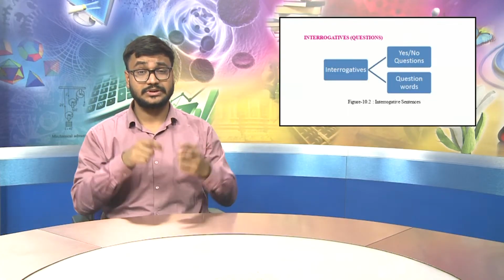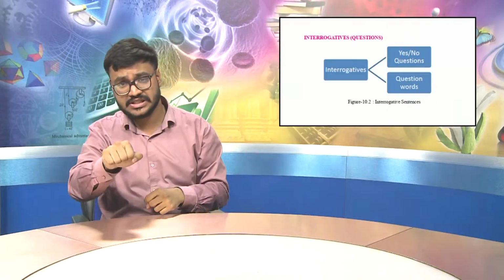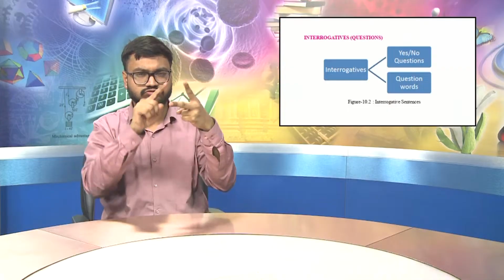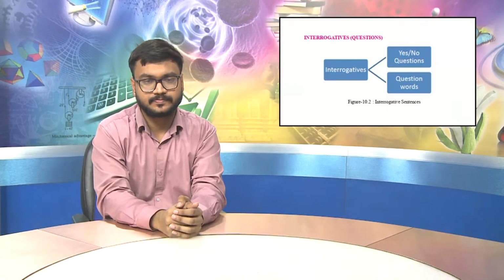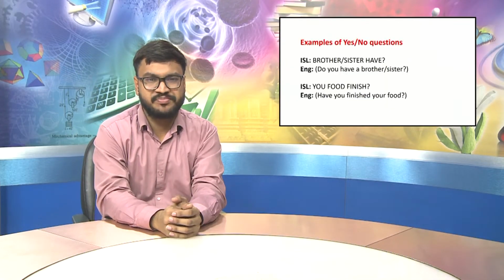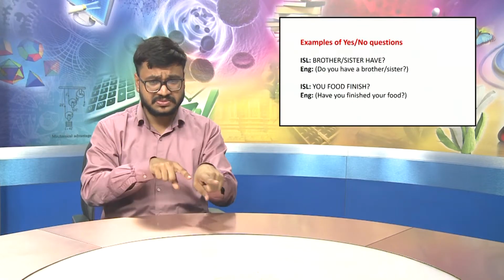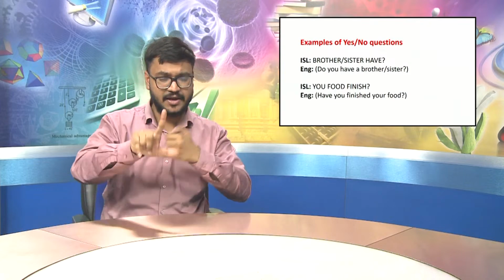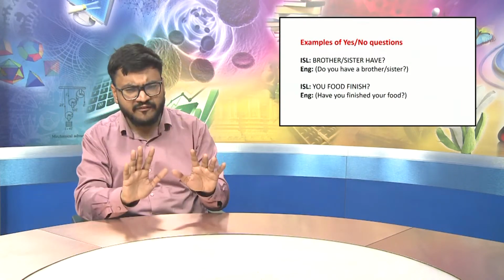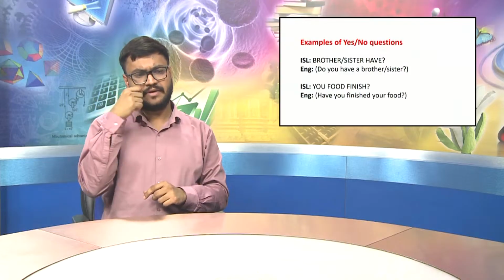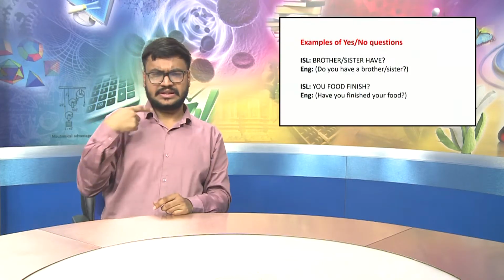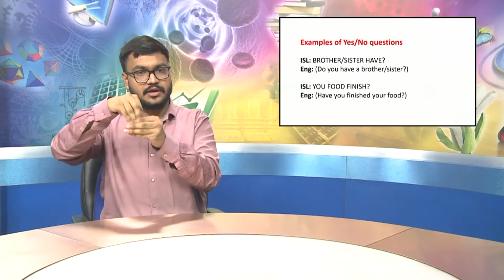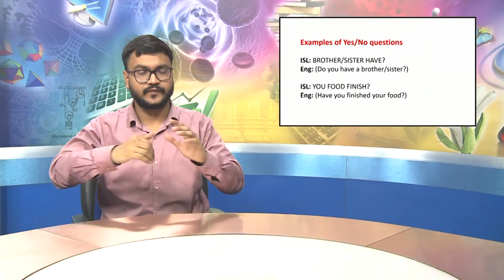Now the topic is interrogative sentences, or we can say question sentences. Here it includes two types of questions: one whose answer is yes or no, and the other with a question word. For example of yes and no questions. First, do you have a brother or sister? So here the answer will be in yes or no form.